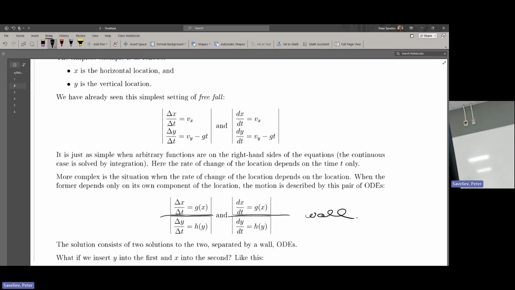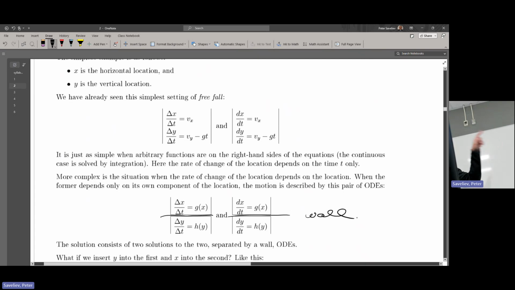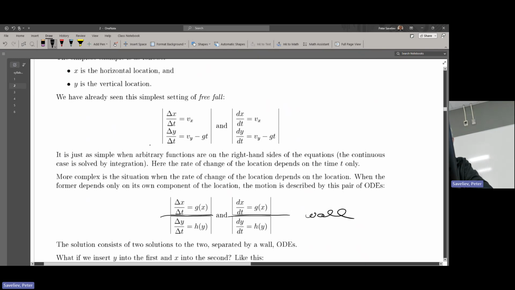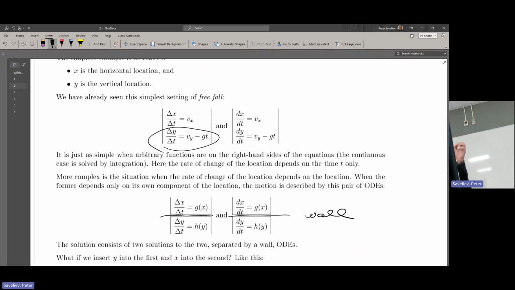Okay, and then what if, however, the velocity in the horizontal direction depends not only on where you are horizontally but also where you are vertically? Okay, if that makes sense. So horizontally, where you are, maybe this one over here. Okay, so the vertical velocity, dy/dt, depends naturally on where you are in the vertical direction.